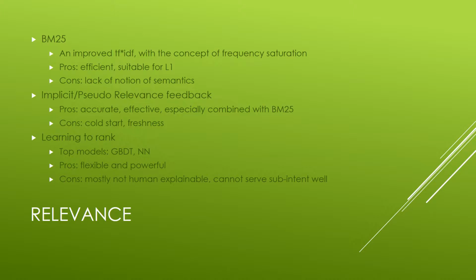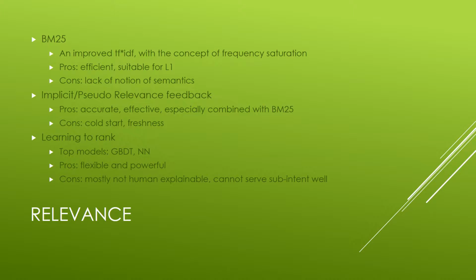Implicit relevance feedback, on the other hand, leverages user clicks. So the documents that are clicked from a query are augmented with that query. Those click signals can be very accurate and very effective, especially combined with BM25. It, however, requires a cold start and may hurt relevance, because accumulation of clicks takes time, and for tail content, the clicks are very sparse.